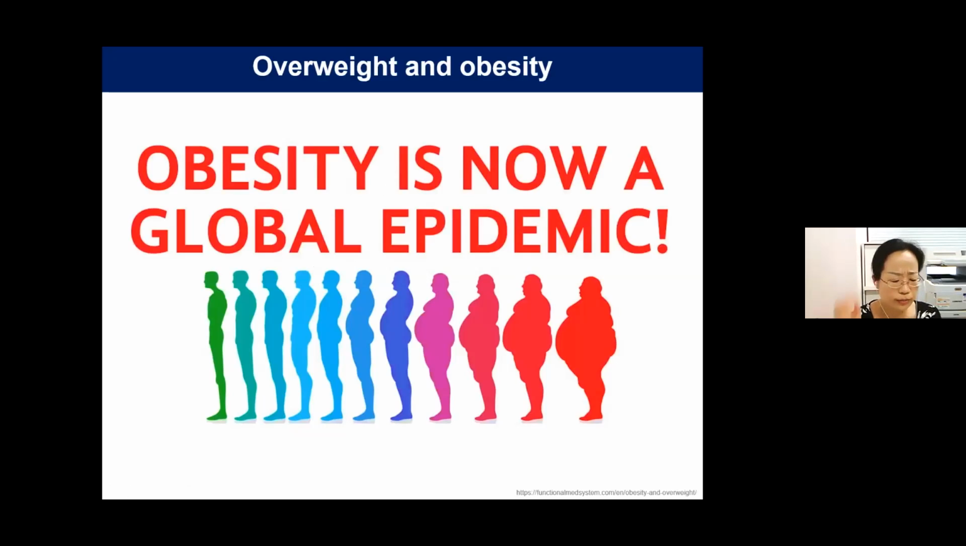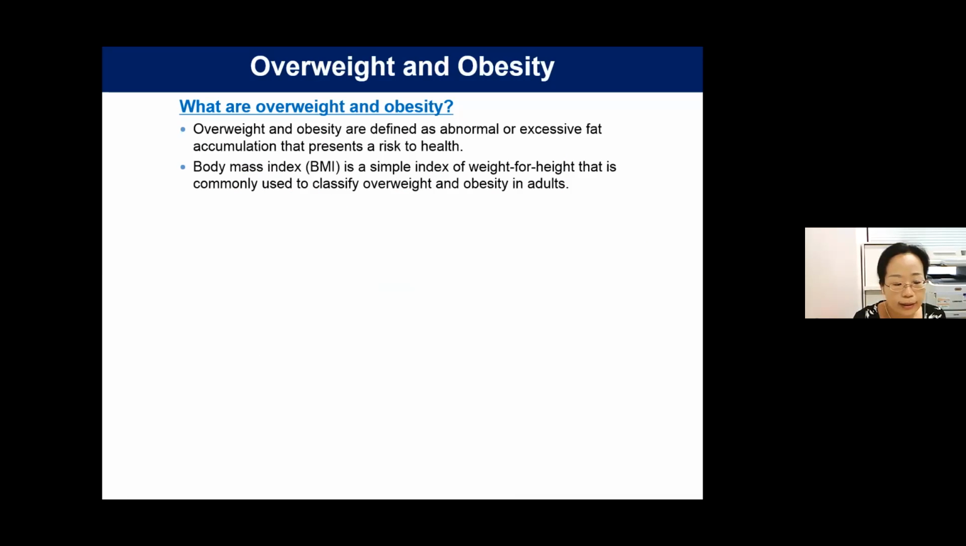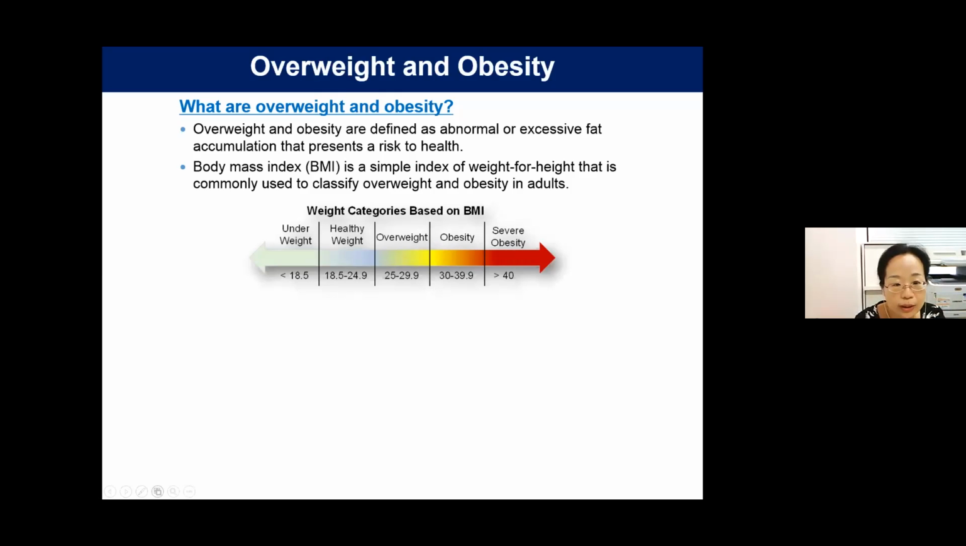So what is obesity? Obesity is now a global epidemic. Overweight and obesity are defined as abnormal or excessive fat accumulation that presents a risk to health. As we all know, the body mass index is a simple index of weight for height that is commonly used to classify overweight and obesity in adults.